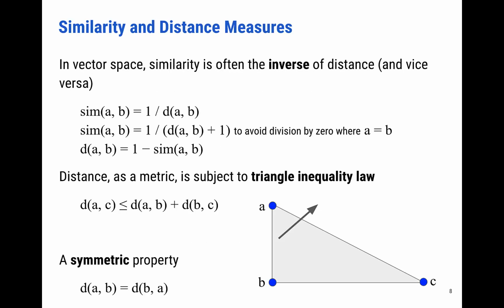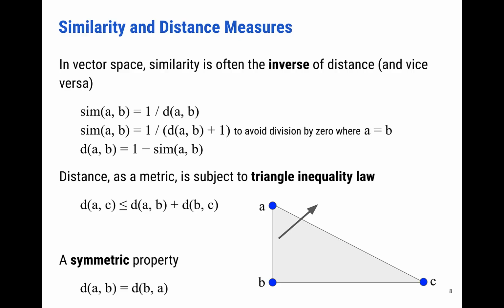So let's look at a couple other properties of similarity and distance measures. First of all, in vector space, it's helpful to know that similarity is transformable into distance and vice versa. It's often expressible as the inverse of distance. Here we have similarity of A and B, two vectors, equals 1 over the distance of A and B. This sometimes is expressed as 1 over the distance of A and B plus 1 to avoid division by 0 where A equals B, because one of the properties of distance measures is that if two things are identical, they have a distance of 0.